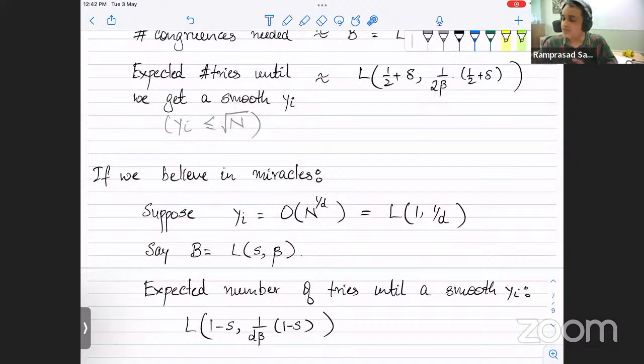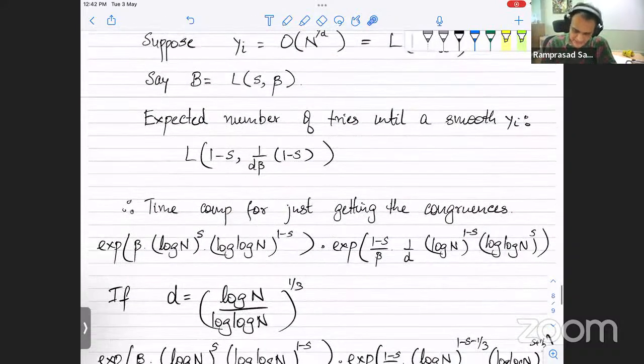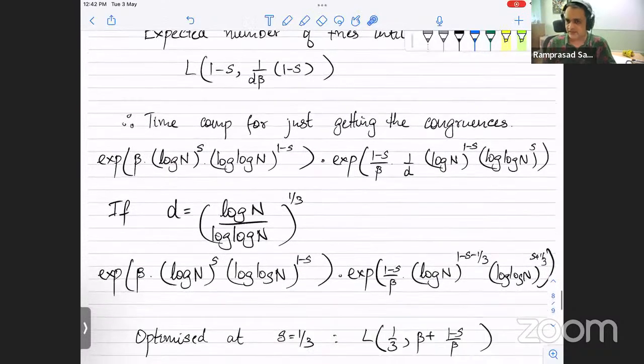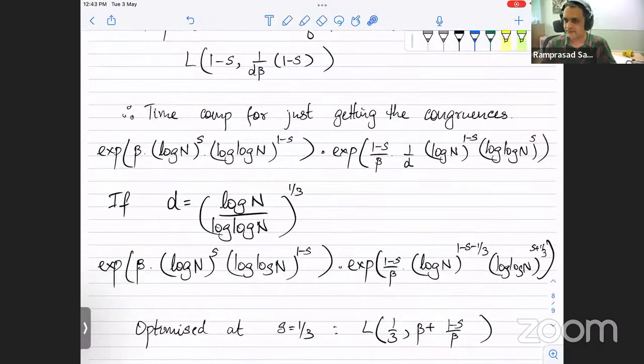And now we are saying, if by some miracle you could say that all the yi's you will deal with, the things that you are hoping to be smooth, were only n power 1 over d, where d is something like cube root of log n, then it suddenly feels like I can probably get something like L1/3, by setting up the parameters appropriately.